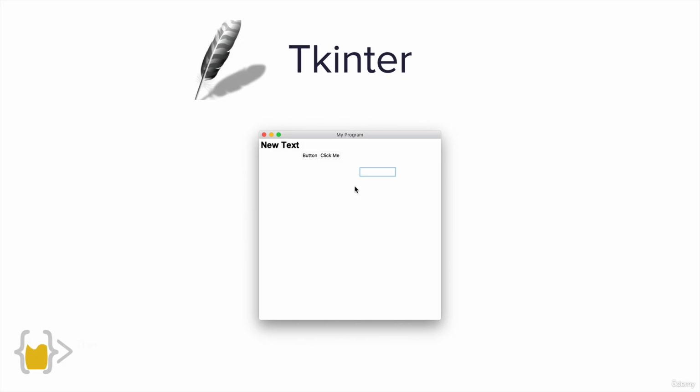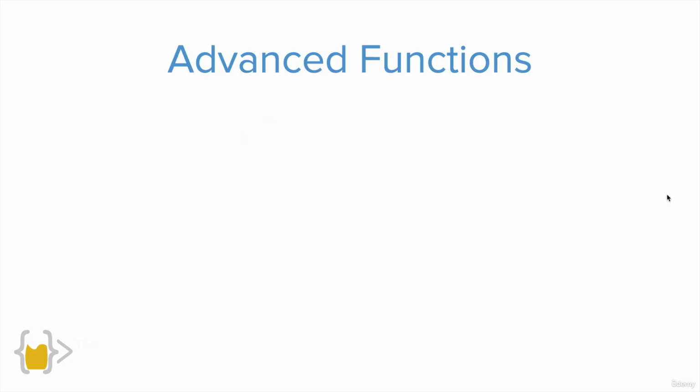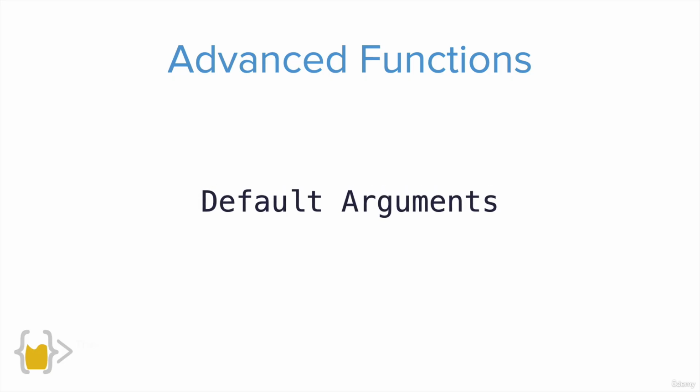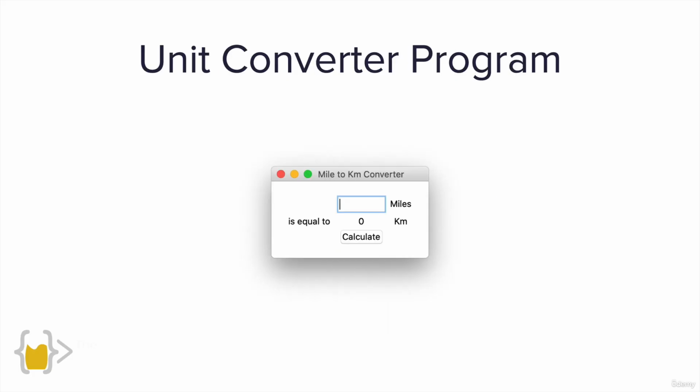And while we're doing all of this, we're going to be looking at more advanced features of Python functions, including things such as how to set default arguments and what these Args and Kwargs are. So a way of being able to pass an undefined amount of inputs into a function. And we'll apply these advanced concepts to build a unit converter program using Tkinter.